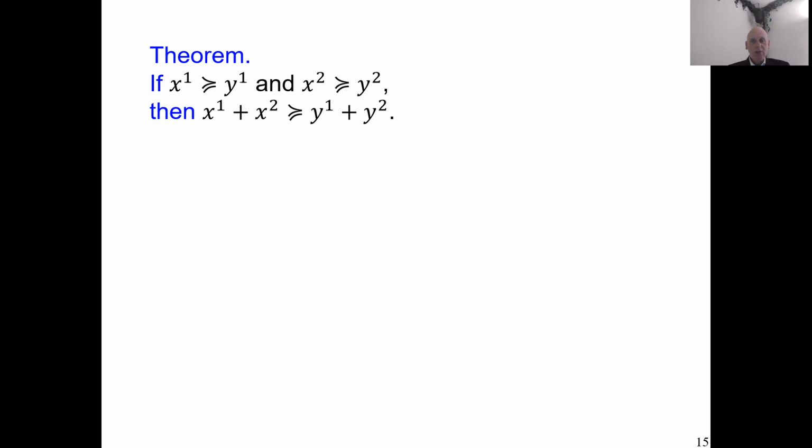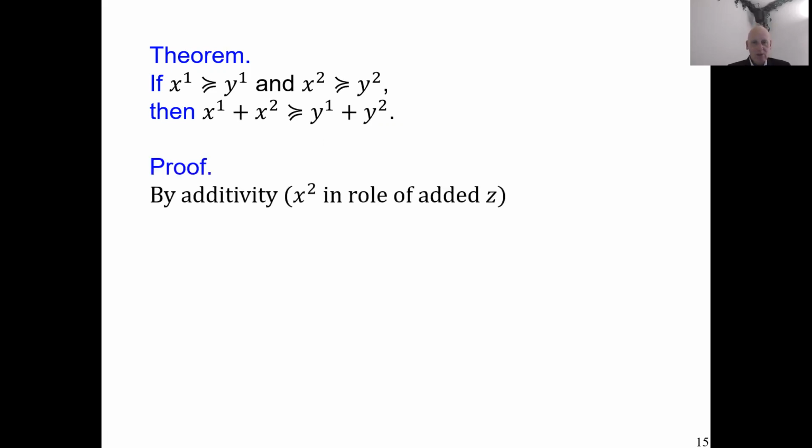Okay, so now I assume you're done and you're back again, so I'll show you one of the proofs, one of a few ways. One way to prove it is we start with the preference x1 weakly preferred to y1. And we use additivity. With additivity, you have to have the same z on the left and right side. We're going to use x2 in the role of z. So we're going to get x1 plus x2 is preferred to y1 plus x2.